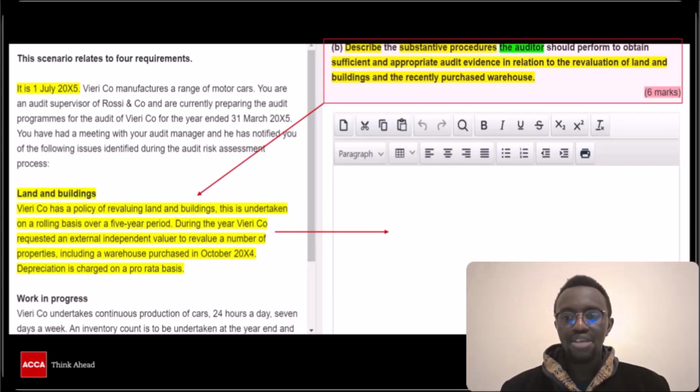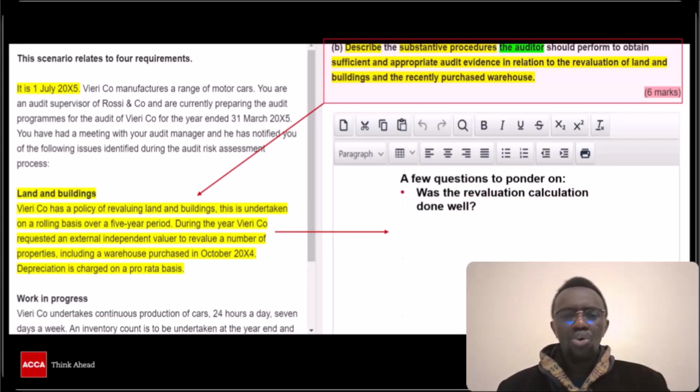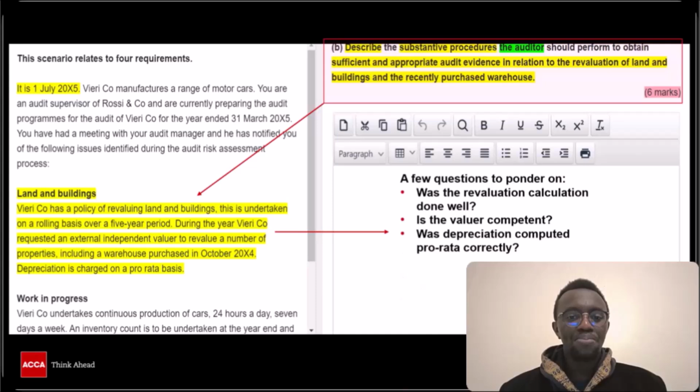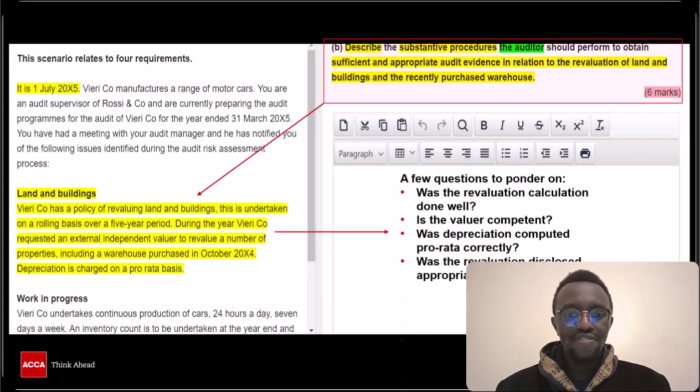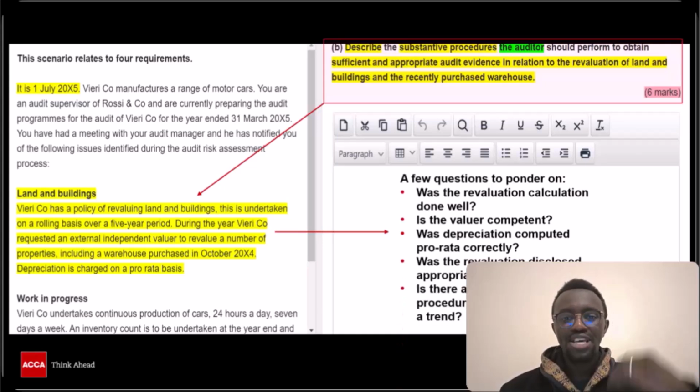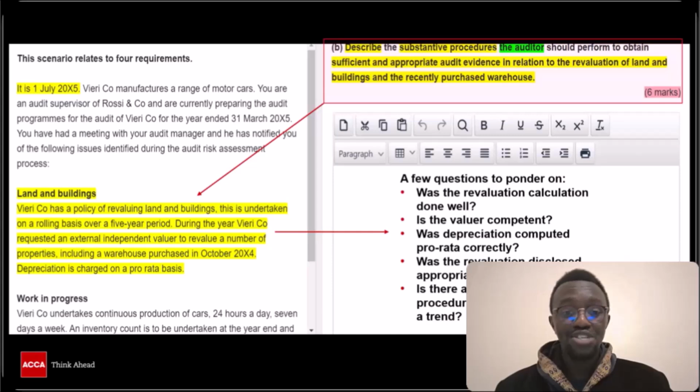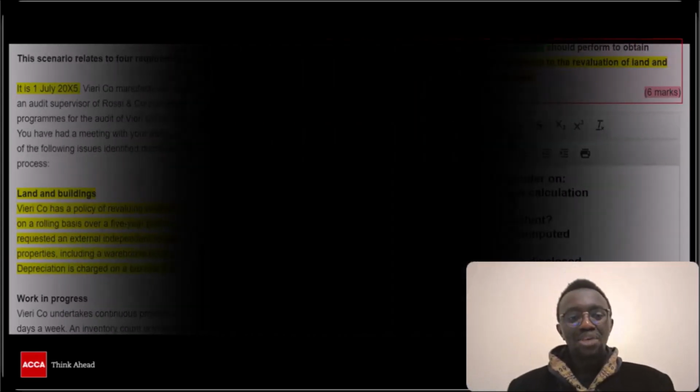So what am I thinking? A few things. Was the revaluation calculation done well? Is the valuer competent? Was depreciation computed pro rata correctly? Because they've mentioned that. Was the revaluation disclosed appropriately? Is there any relevant analytical procedure I can use to identify a trend? So just some of the questions. As you can see there, these 5 questions can give me 5 procedures or even 6.